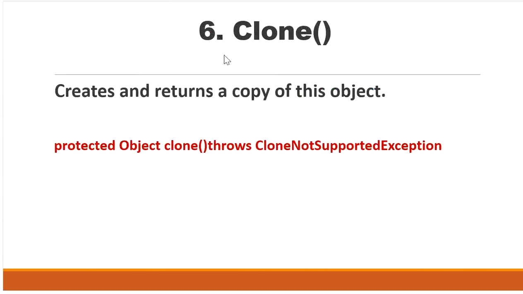And this is the clone method that is used to create and return a copy of this object. So we no longer need to use the new keyword to create the object. We can just create its duplicate copy by using the clone function of the Object class. And this will be discussed in the next video because it is a lengthy topic.